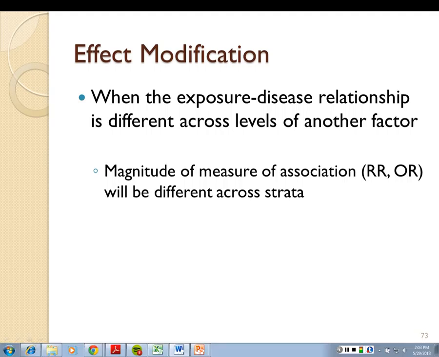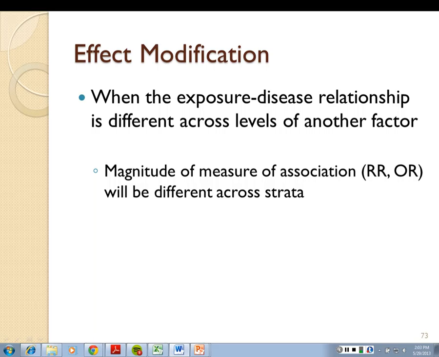Effect modification is present when the exposure-disease relationship varies across levels of a third factor. So how is this different from confounding? Confounding is a distortion of the true exposure-disease relationship by another factor. It's a form of bias that must be controlled for in your analysis. Effect modification is a desired observation. It means that you've identified subgroups for which there is a higher or lower effect.